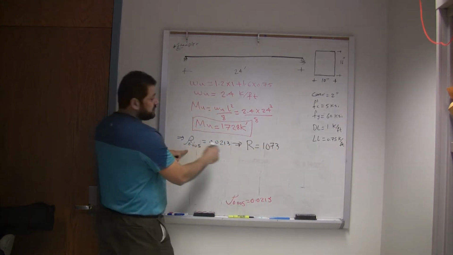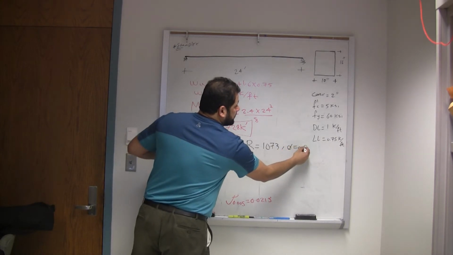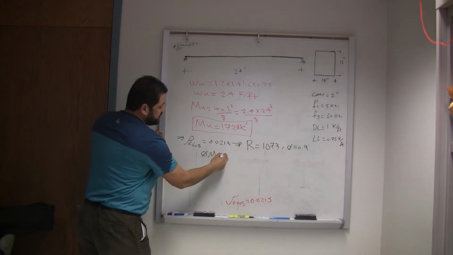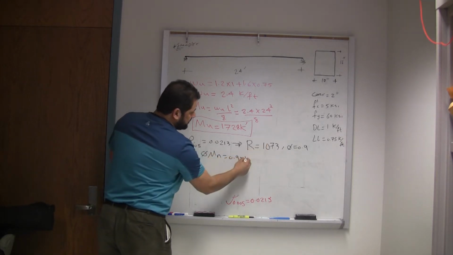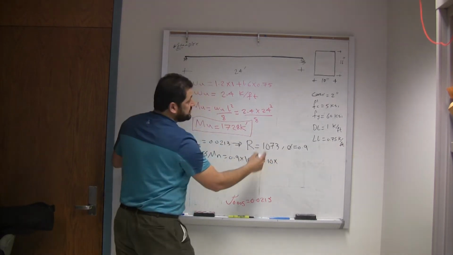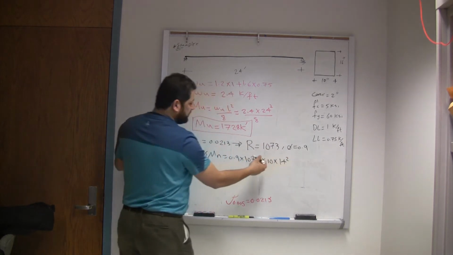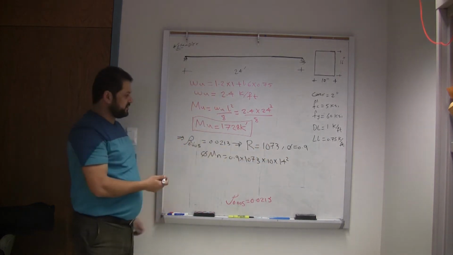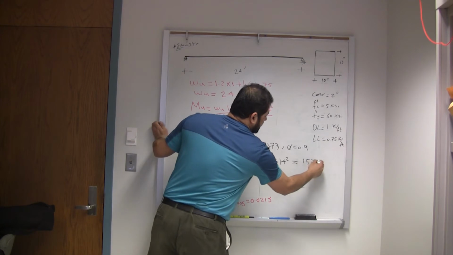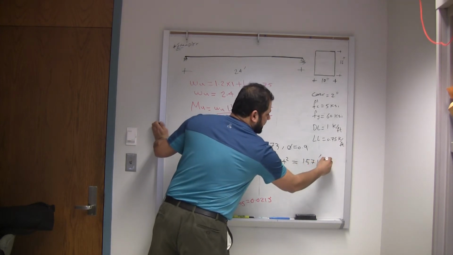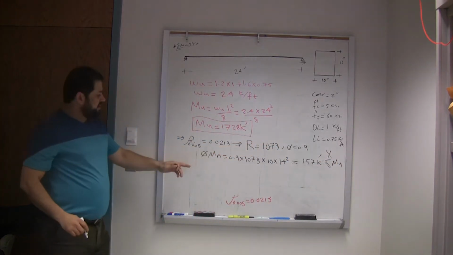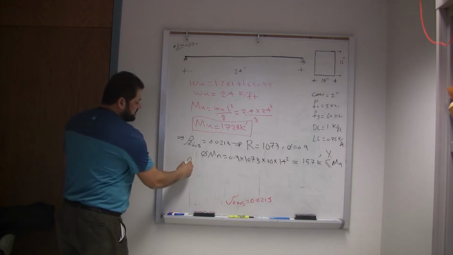And we know the phi factor for this one is 0.9. So this one will give you phi Mn equal 0.9 times R, 1073, times B, you have it 10, times d is 14 squared. If you divide everything here by 12,000 to get it in foot-kip, your answer will be 157.73 foot-kip, which is less than the ultimate. No good.